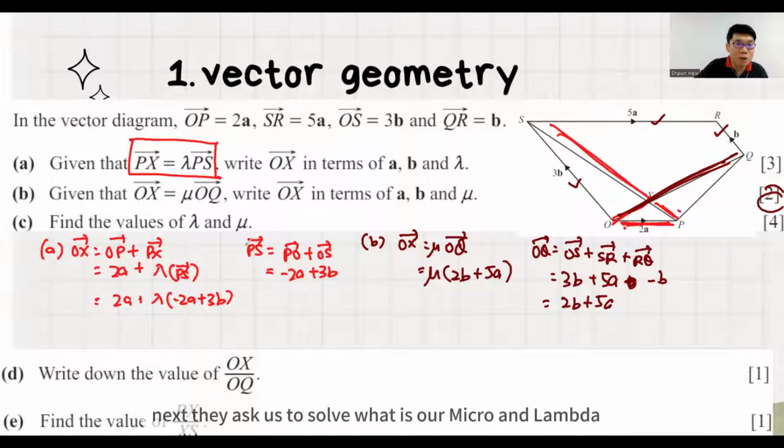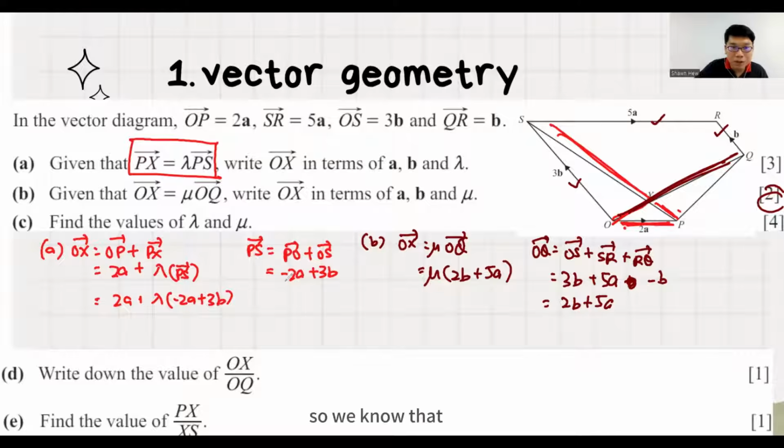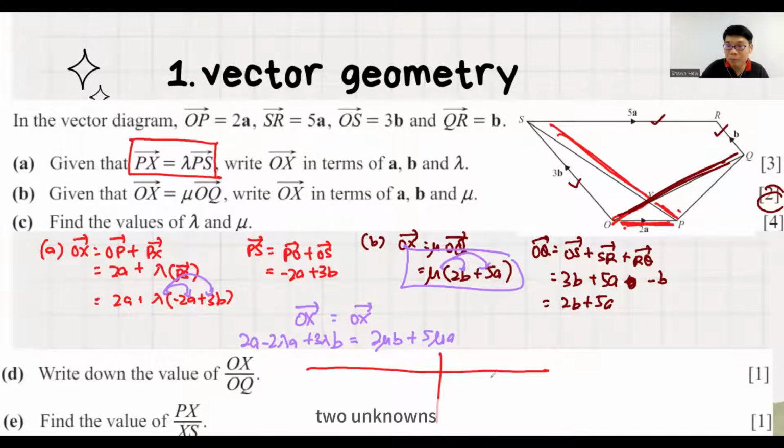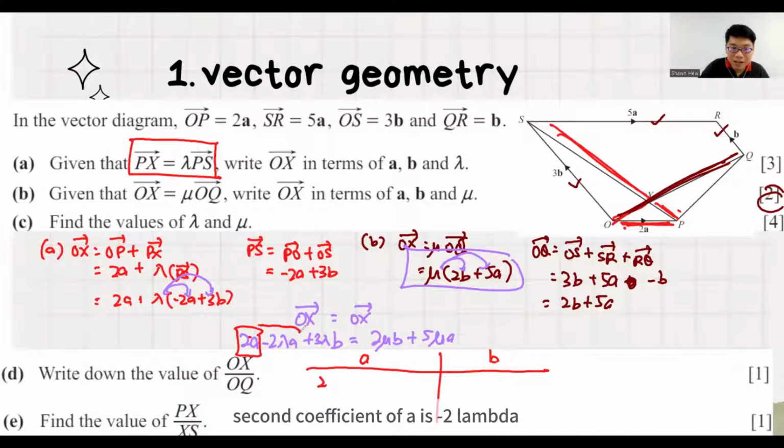Next, they ask us to solve for mu and lambda. We know that part A gives us OX, part B also gives us OX. To solve it easier, I expand it first. So 2A minus 2 lambda A plus 3 lambda B equals to 2 mu B plus 5 mu A. Two unknowns means we use A to form one equation, B to form one more equation. Left-hand side, the first coefficient of A is 2. The second coefficient of A is minus 2 lambda. Nothing else. Right-hand side, the coefficient of A is 5 mu.